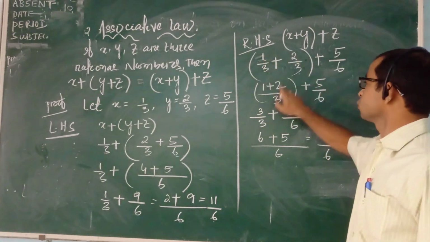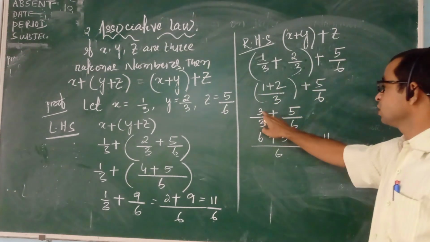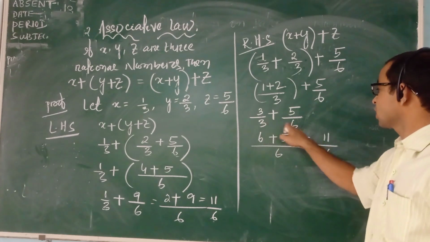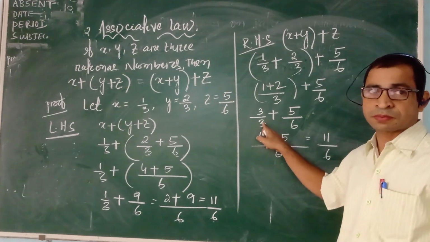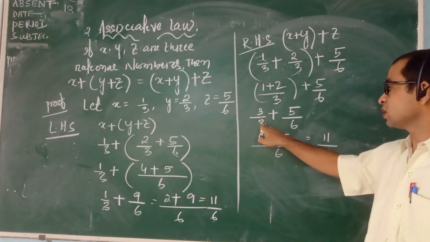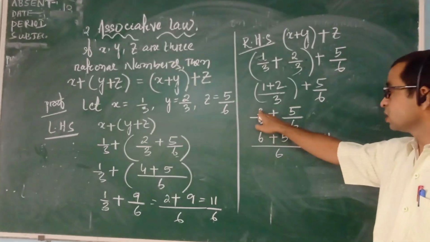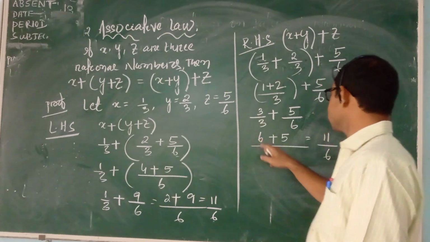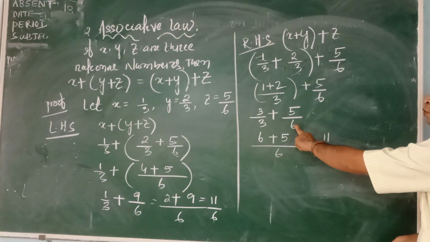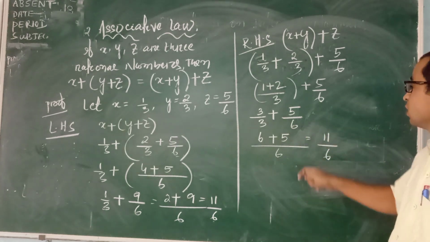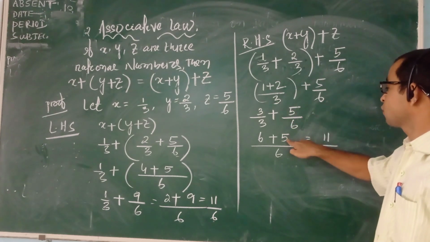So 1 by 3 plus 2 by 3, 1 plus 2 by 3, 3 by 3 plus 5 by 6. Again you take out the LCM. 3 and 6 is equal to 6. 6 divided by 3, first fraction of denominator, is equal to 2. 2 multiplied with numerator. What is your numerator? 3. So 2 into 3 is equal to 6. Again 6 divided with second fraction of denominator, 6 by 6 is equal to 1. What quotient we got? 1. 1 multiplied with second fraction of numerator. What is your numerator? 5. So 1 into 5 is equal to 5.